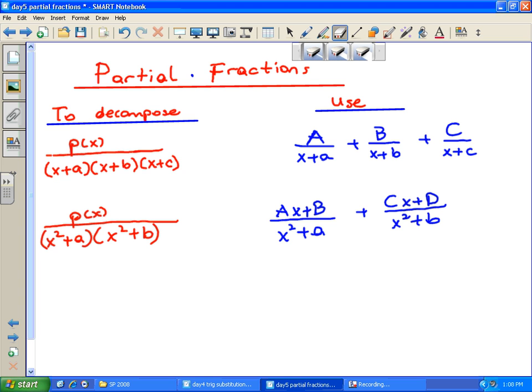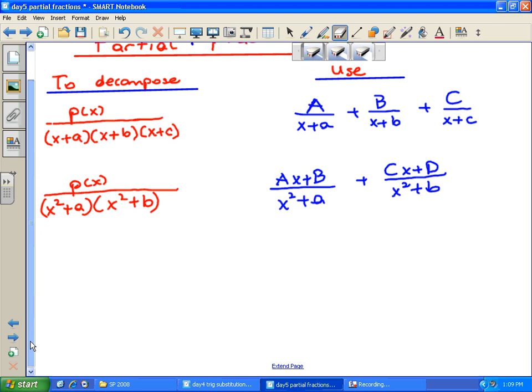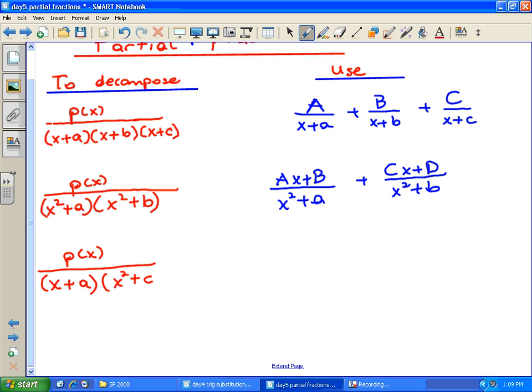Now, you could also have all sorts of variations of this. For example, you could have a polynomial p of x divided by, let's say, x plus lowercase letter a multiplied by x squared plus c. How would you separate this into its partial fractions? Now we have a combination of a linear factor and an irreducible quadratic. So use a combination of the two techniques discussed so far.